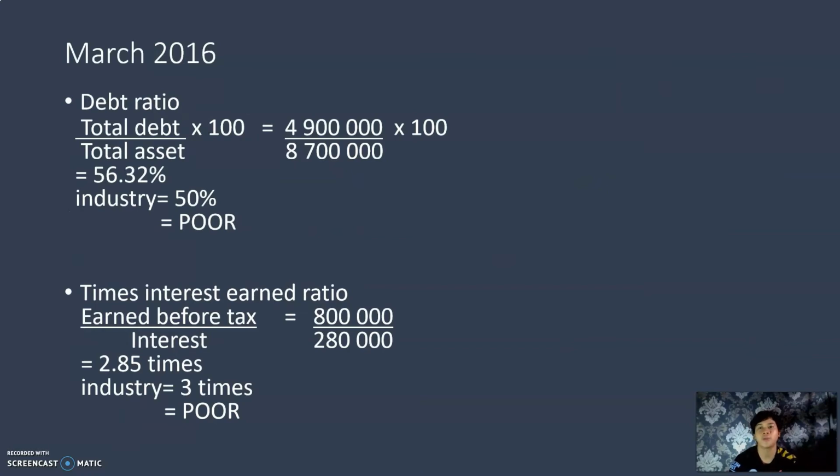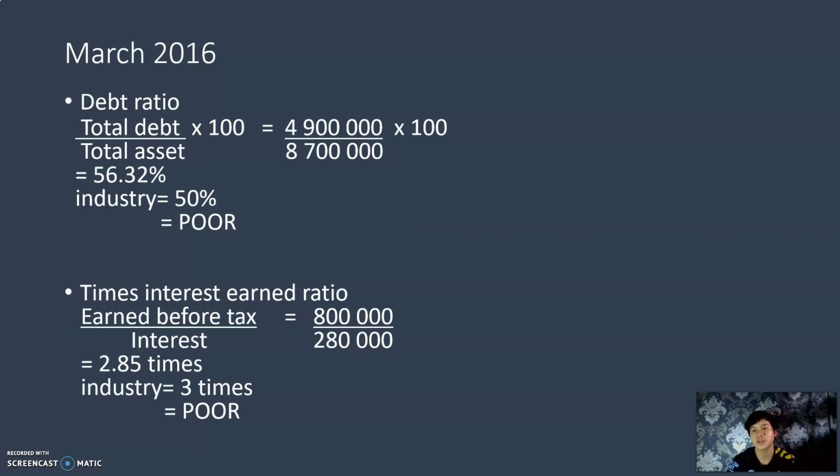Based on the question from March 2016, the formula is total debt over total assets times 100. In this question, the total debt is 4,900,000 and the total assets is 8,700,000. Dividing them and times 100, we get 56.32%. The industry suggests that we should get not more than 50% debt ratio, but in this case we got 56.32%. So it is 6.32% more than the industry suggestion, so we call it poor.